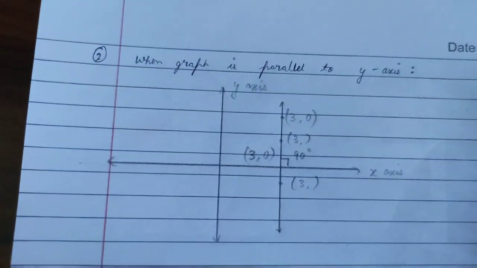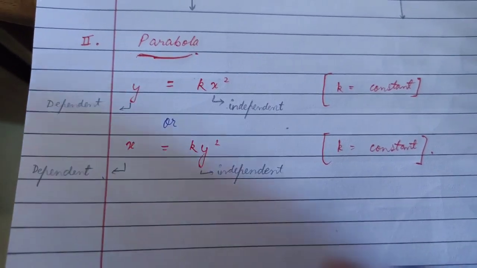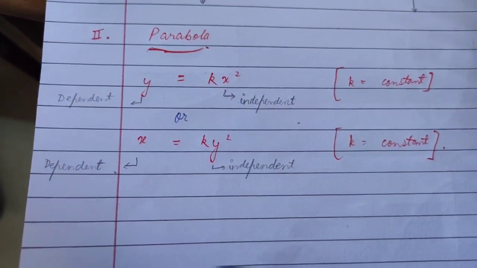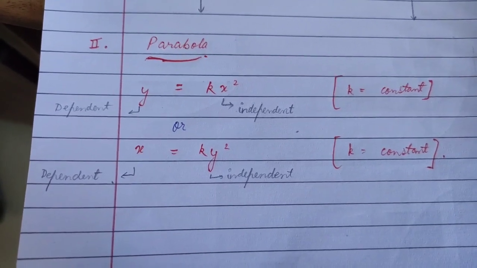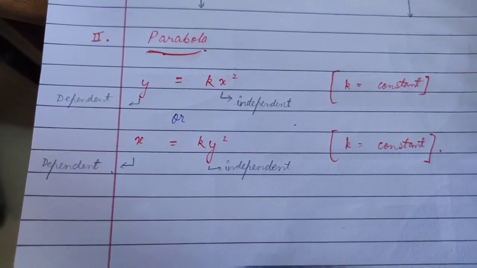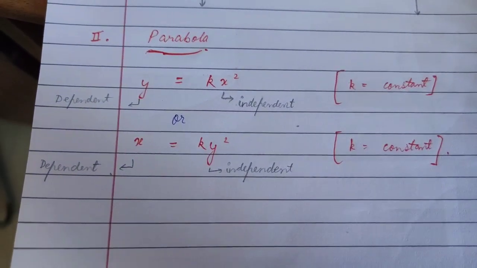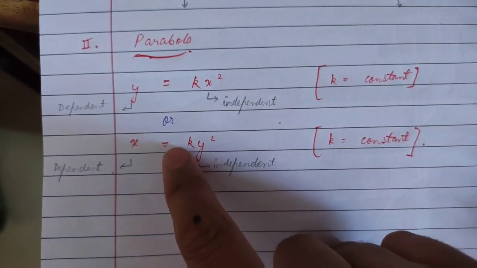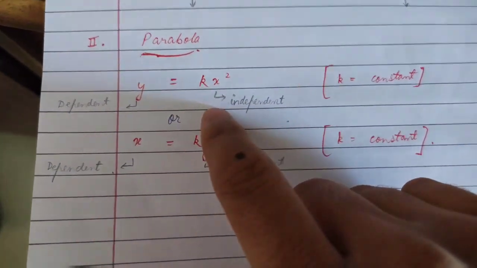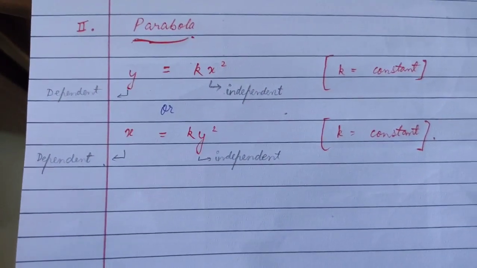Now the second topic is the parabola. A parabola is basically a curve-like graph, which we are going to study today. Its general equation is y is equal to kx square, where k is a constant value, or we can also say x is equal to ky square. Here also k is constant, and in the second case y square is independent whereas x is dependent, and in the first case x square is independent and y is dependent. Now let us see some examples.